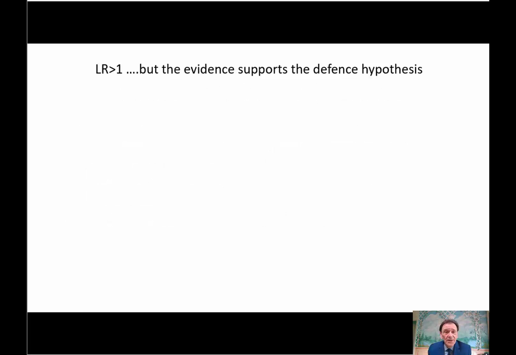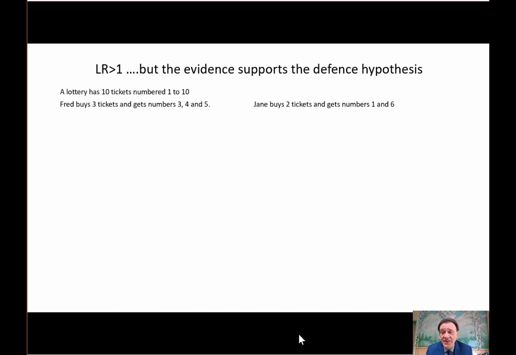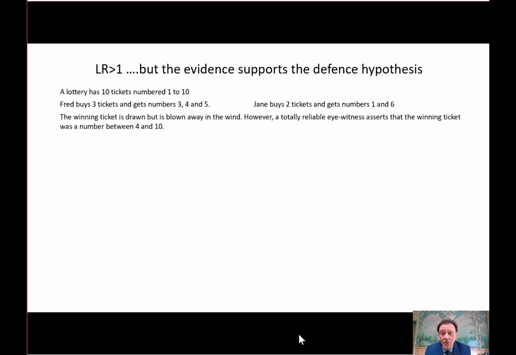So first of all, a case where the likelihood ratio is greater than 1, but because the hypotheses aren't exhaustive, the evidence actually supports the defence hypothesis. I'm going to base it on a simple lottery. A lottery has 10 tickets numbered 1 to 10. Fred buys 3 tickets and gets the numbers 3, 4 and 5, and Jane buys 2 tickets and gets the numbers 1 and 6. The winning ticket is drawn, but it's blown away in the wind. However, a totally reliable eyewitness asserts that the winning ticket was a number between 4 and 10. Fred claims that he must have won and sues the organisers.